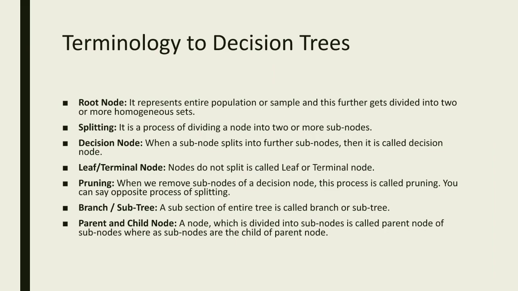Then there is the decision node. That is, when a subnode splits into further subnodes, it's called a decision node. Then there is the leaf or the terminal node. Nodes that do not split are called the leaf or the terminal node. That is the last node. It is not splitting anymore. Then there is pruning. When we remove the subnodes of a decision tree, this process is called pruning. You can say it is the opposite process of splitting.